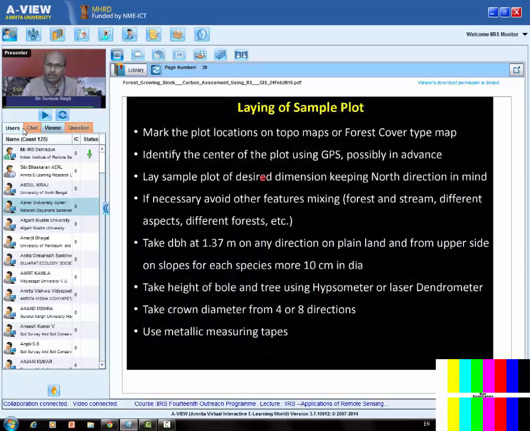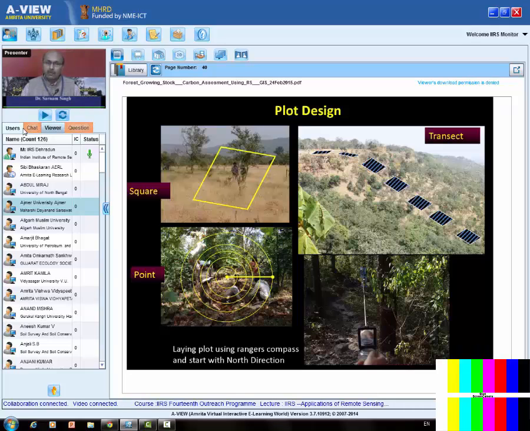The best way is to mark all these points on the topo sheet, or if you have an FCC printout you can mark it, or you can note down coordinates and feed them into a GPS, anything you can do, and then go to the plot where you want to work. The starting point is that you should face north, use a compass and a tape, and lay plots of whichever size you have fixed, maybe 0.1 hectare, that is 31.62 meter by 31.62 meter, or 20 by 20 meters in plantations. Measurement at 1.37 meter is called the DBH, in any direction, I will tell you what those places are, and then measure the crown from four directions using a metallic tape.